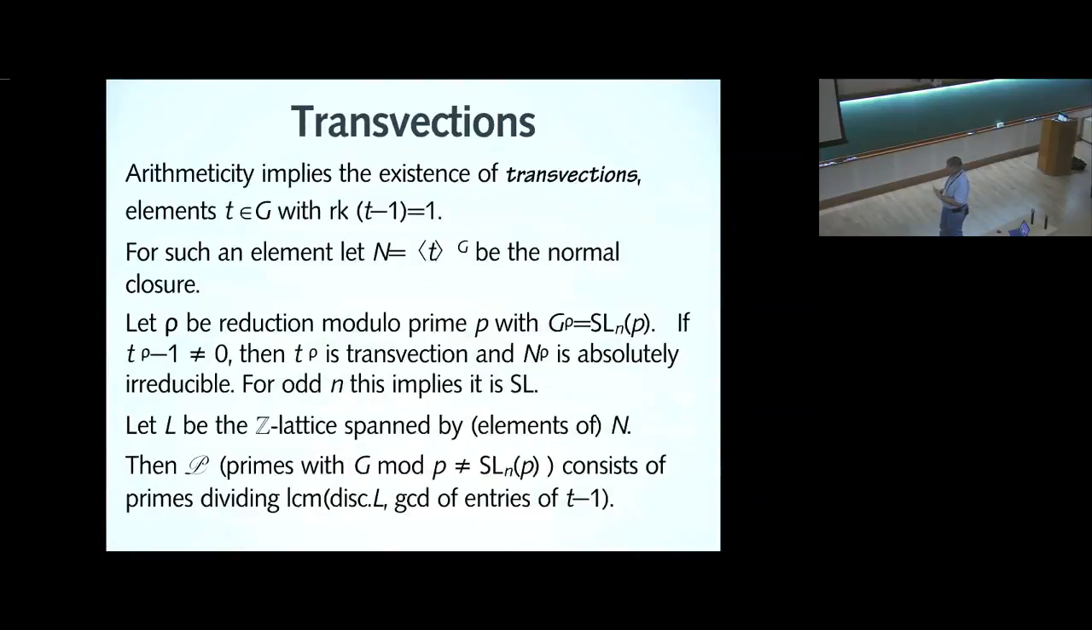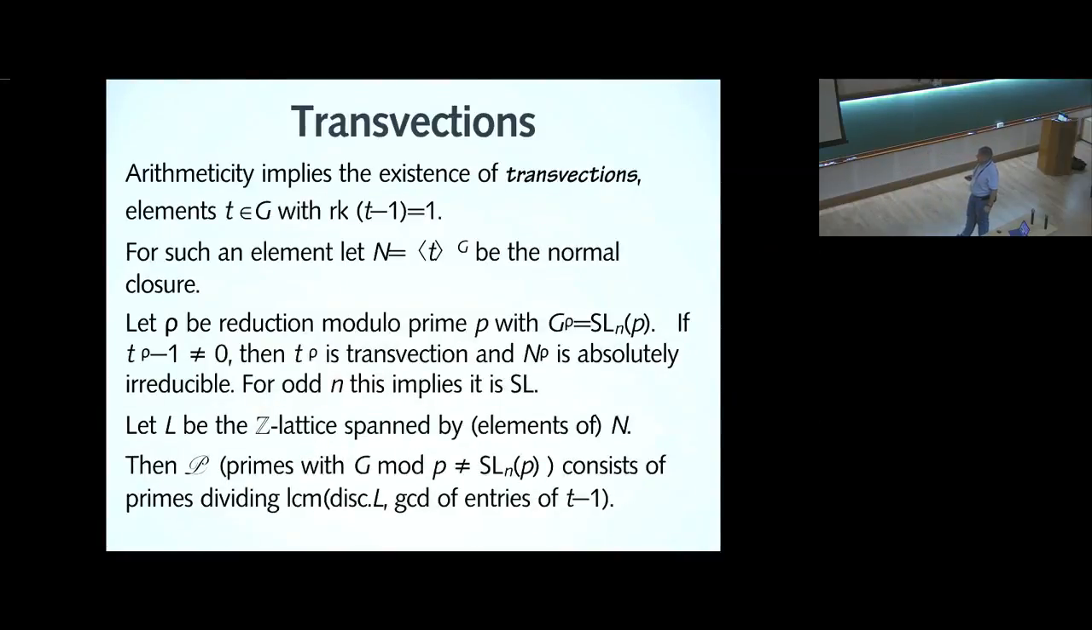Now, how am I going to use this? Let's first look at a special case where I happen to know a transvection, that's an element T such that the rank of T minus 1 is 1. There is a theorem which says that if the group is arithmetic, there must be transvections. They're not always easy to find, but in many concrete cases the generators easily give a transvection. Let's take such an element and take the normal closure of the subgroup generated by that element, which again I can approximate by something like a spinning algorithm.